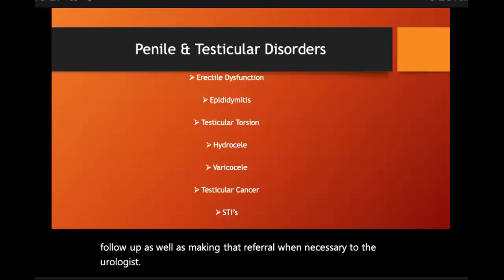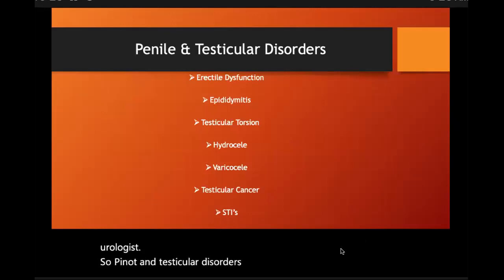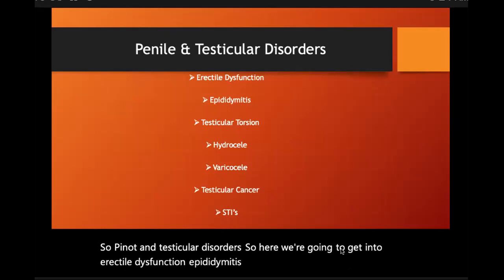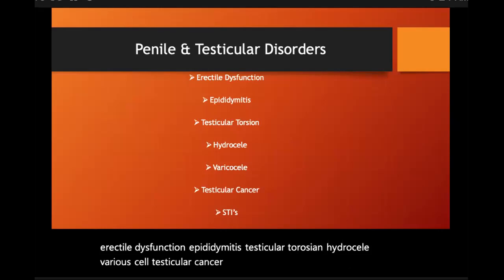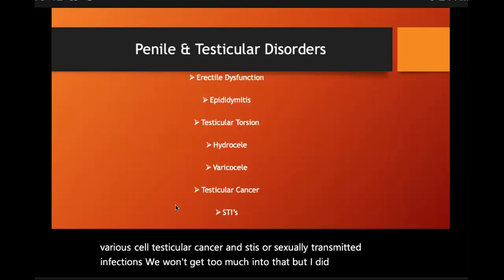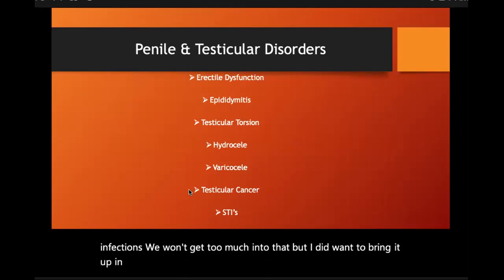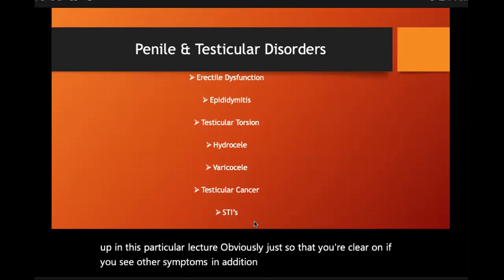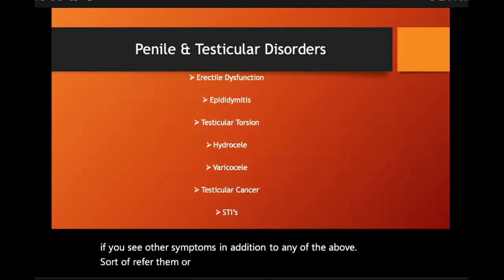Okay, so penile and testicular disorders. Here we're going to get into erectile dysfunction, epididymitis, testicular torsion, hydrocele, varicocele, testicular cancer, and STIs, or sexually transmitted infections. We won't get too much into that, but I did want to bring it up in this particular lecture, just so that you're clear on, if you see other symptoms in addition to any of the above, you know where to refer them, or where to take your diagnostics or differentials next.